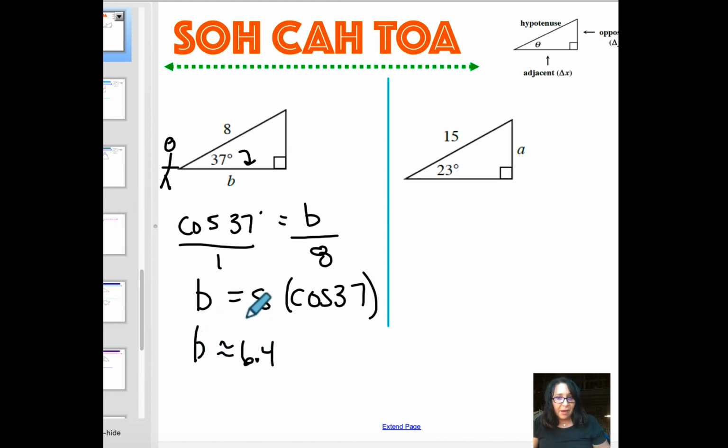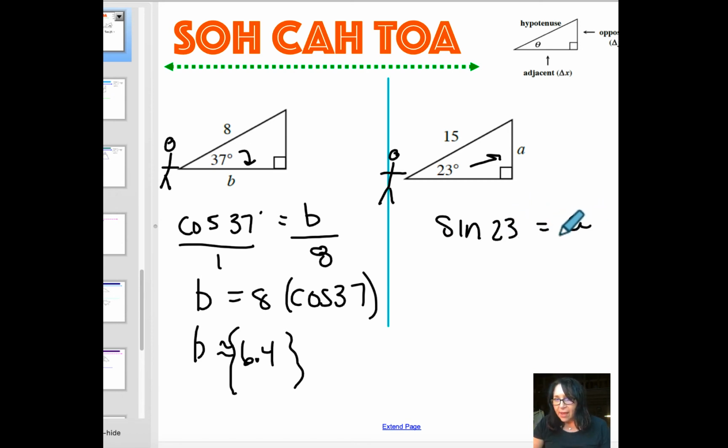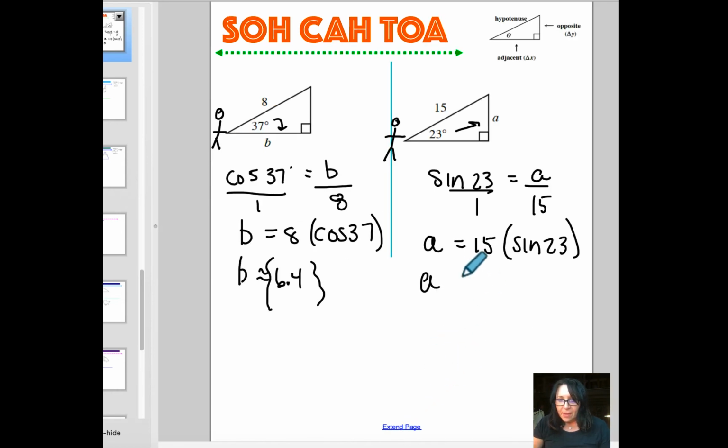And I'm done because they only needed one side. I want to find A here. So if you were standing here, A is opposite. So that's going to be sine of 23 is equal to A over 15. I'm going to cross multiply. I get A is equal to 15 times sine of 23 degrees. So A is approximately, sine of 23 degrees, I get about 0.3907. And I'm going to multiply that by 15, and I get 5.86. So we're going to go with about 5.9. And that's my answer.